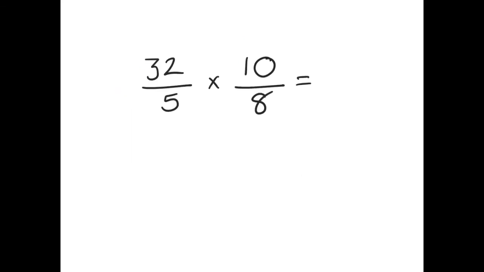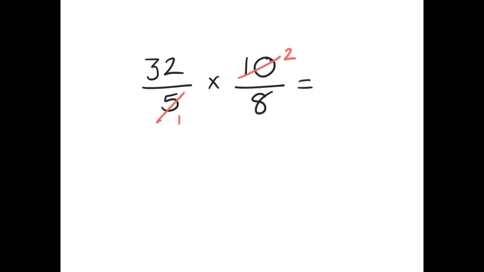Let's have a look at another example. So here's the improper fraction, 32 over 5, so quite a lot more than 1 there, and 10 over 8. So actually we've got 2 improper fractions here, and we're going to see how we can cancel these down. The reason for cancelling down is to avoid having big numbers here that we need to sort out afterwards.